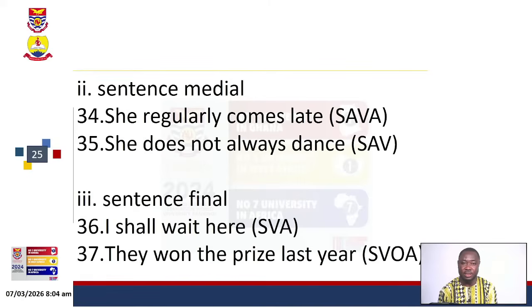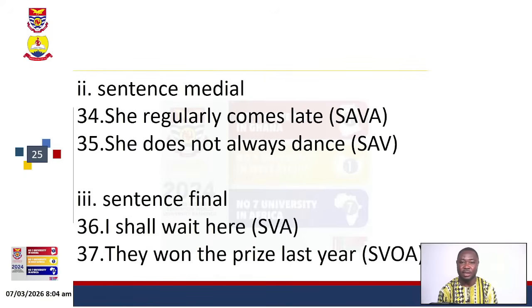She is subject. Does not dance is our verb. But you realize that in the middle of this sentence is placed an adjunct, which is always. It could have been she does not dance always. But here we want the adverb or adjunct to be in the sentence medial or in the middle of the sentence. We saw a lot of the examples of sentence final. Here we have some more.